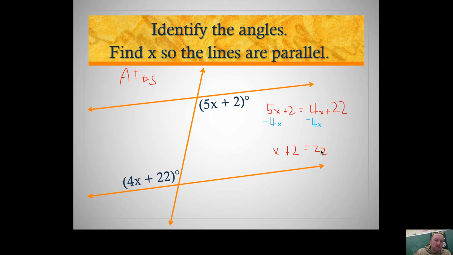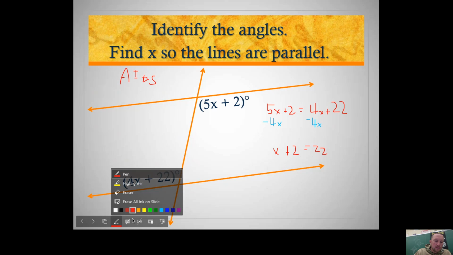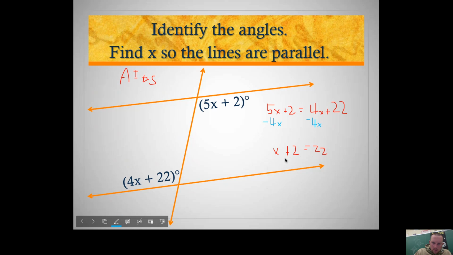So what number plus 2 gives you 22? That's what that says. You should probably know. 20 plus 2 gives you 22. So that's our value of x. x equals 20. If x equals 20, then these two lines are guaranteed to be parallel. If x is not 20, then these lines are not going to be parallel.